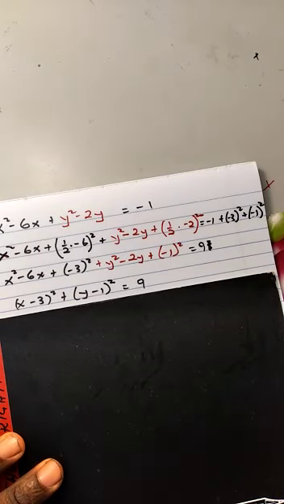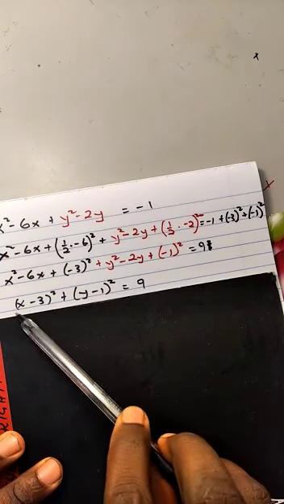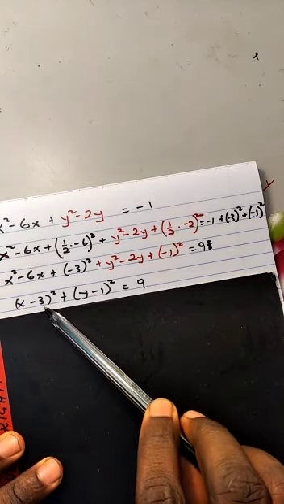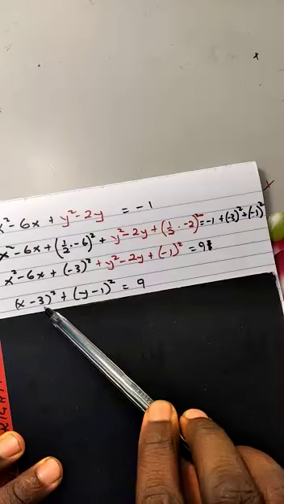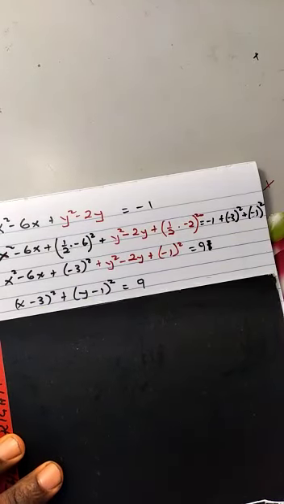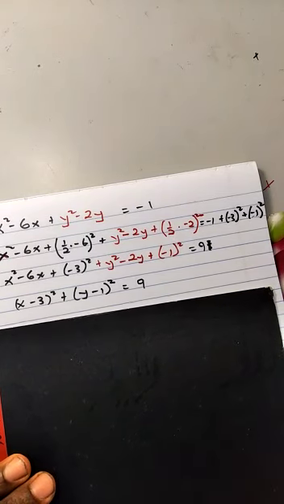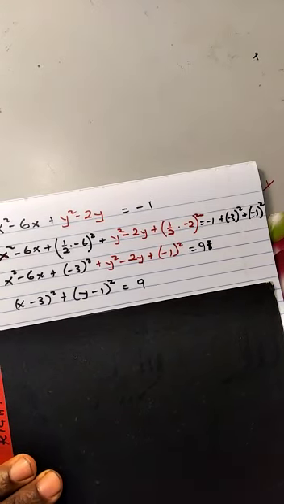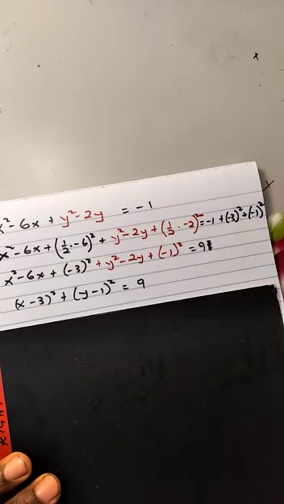Now, voila, I'm there. This is now in the form x minus a squared plus y minus b squared. Once I'm here, I'm able to determine my center and my radius the way we have done with the first questions there.